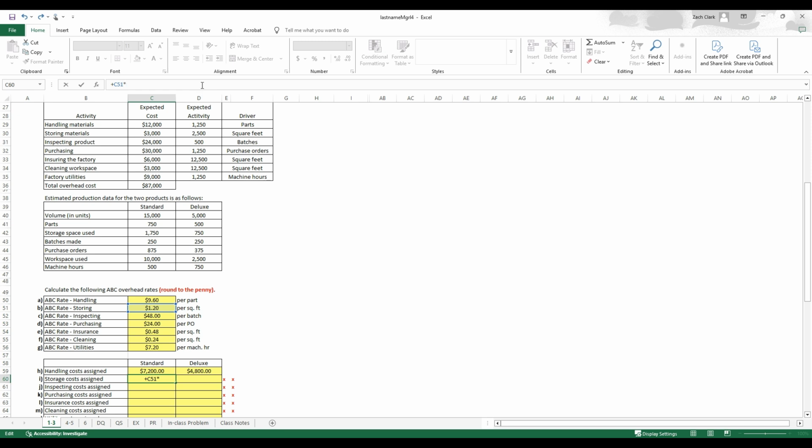Okay. Anyway, $1.20 per square foot. And how many square feet are used in the standard? We're looking at 1,750. And then for the deluxe, we're looking at 750. So that's shown up here.